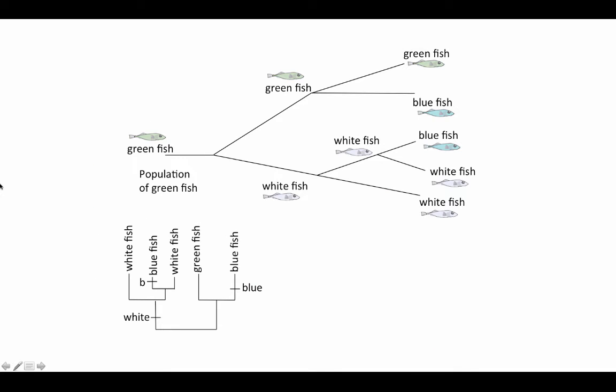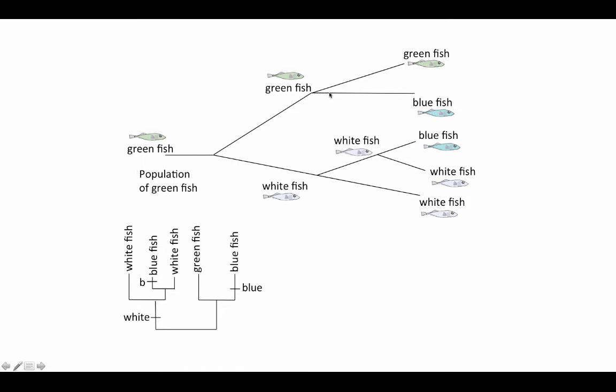So let's finish up by talking about how evolutionary novelties or evolutionary events are represented on phylogenetic trees. And to do that, we're going to continue with this example of green and white and blue fish, but with some different assumptions in our model. So in this case, we're going to start with a population of green fish that underwent a speciation event. And on this line, there was a mutation that led to white fish. So white fish evolved from green fish ancestors.